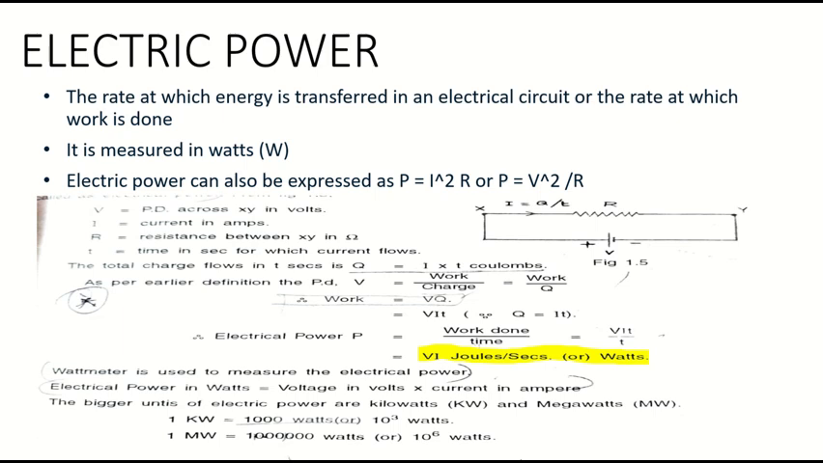That's why it is power. Its SI unit is the watt. The formula for electric power is P is equal to V into I, or we can also express it as P is equal to I square R, and also P is equal to V square by R. There are three formulas. It is also measured in watts.